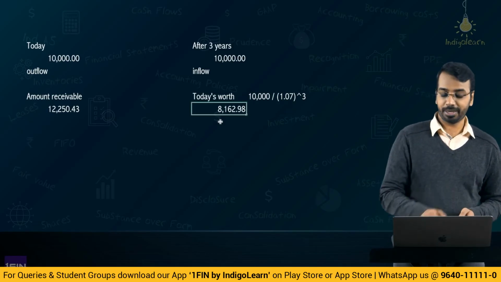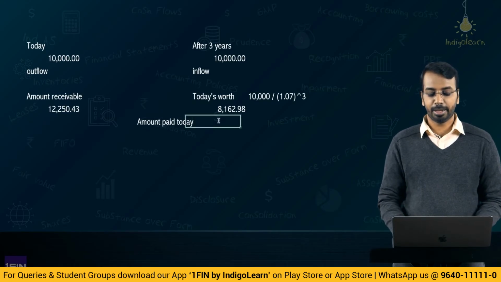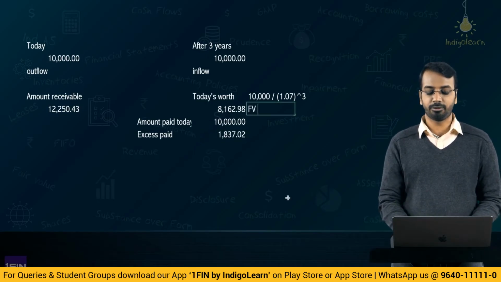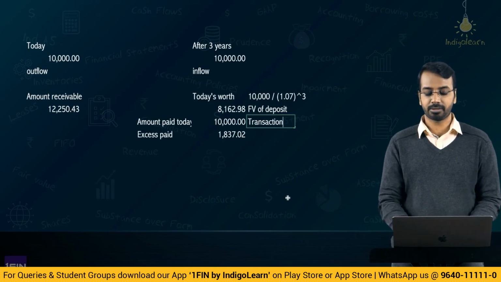But today how much did I pay? Amount paid today is 10,000. So what is the excess paid? 10,000 minus 8,162, that is 1,837. So this is the fair value of deposit as of today. This is the transaction price and this is the difference.